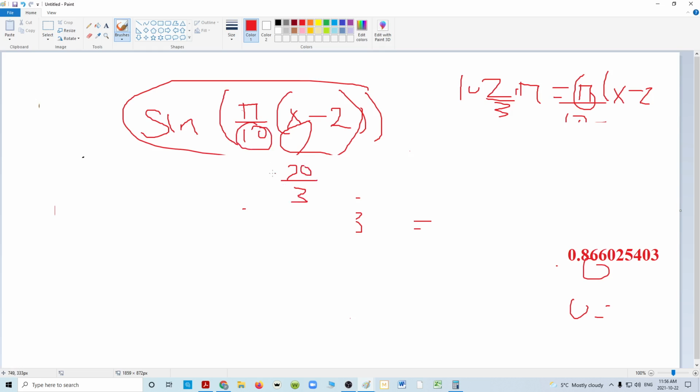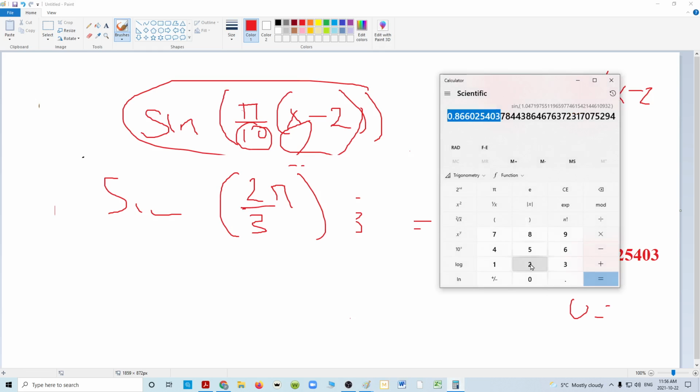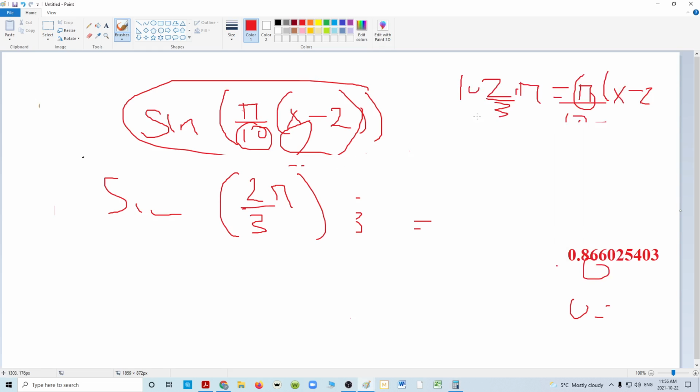Divide by 10. I get 2 over 3. It's quite clear. 2 over 3 pi is exactly going to give me the sine value I'm looking for. So 2 times pi divided by 3 equals, and what's the sine of that? It gave me the exact value I started with. So that's how you know you got the correct x values, when you plug it back in.